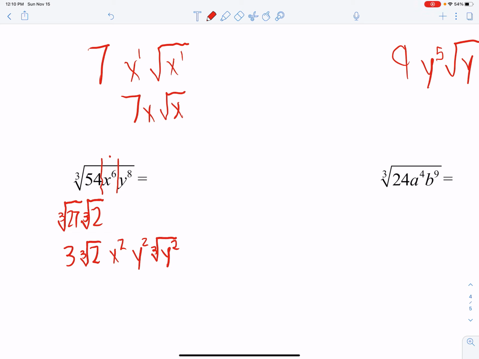And usually what you'll do at this point, you'll take everything that's not under the root and put that at the front, 3x squared y squared. Everything that is under a root, you'll put together under one root sign. So here we'd have the cube root of 2y squared. Let's take a look at another one.